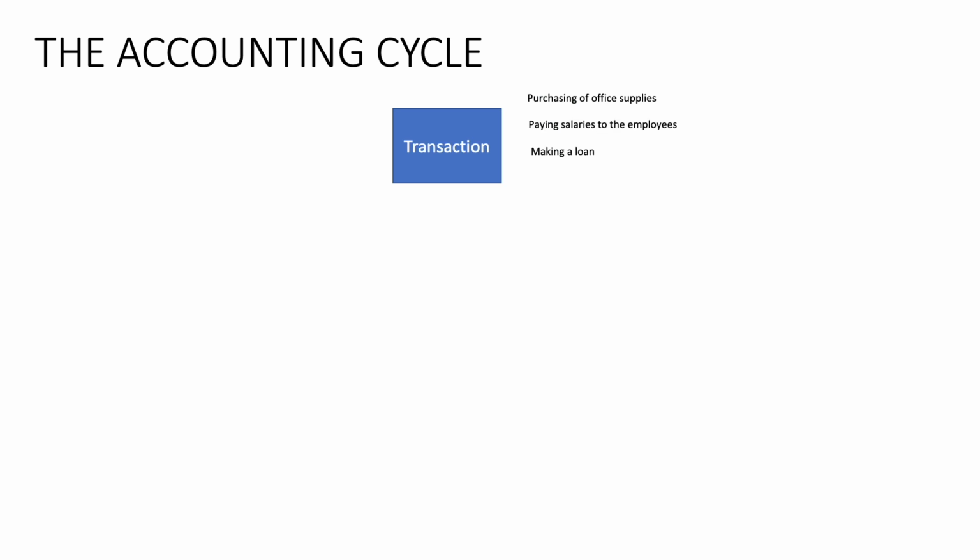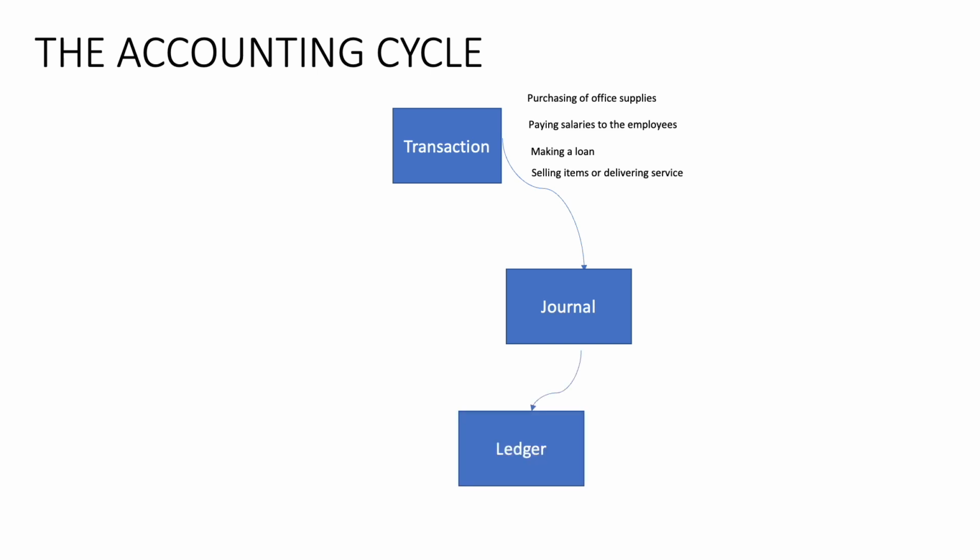Yes, a transaction first must occur in a business to start the accounting cycle. Examples: purchasing office supplies, paying the salaries of employees, making a loan, selling items or delivering a service, and so on. These transactions are recorded in a journal, which are then posted to their individual accounts in a ledger. The ledger shows a breakup of all accounting activities by account.